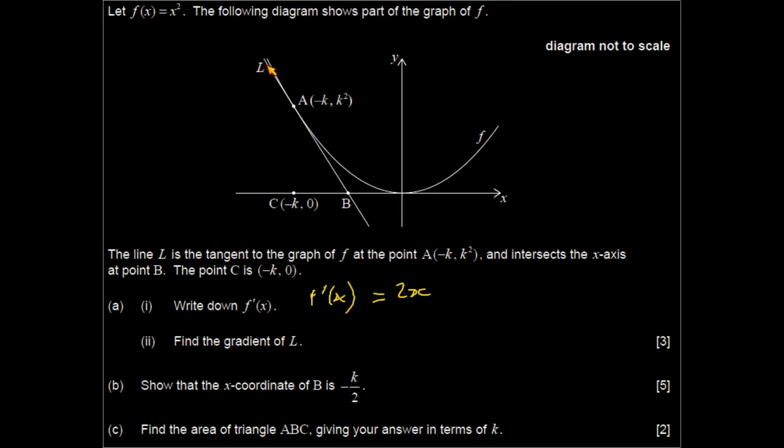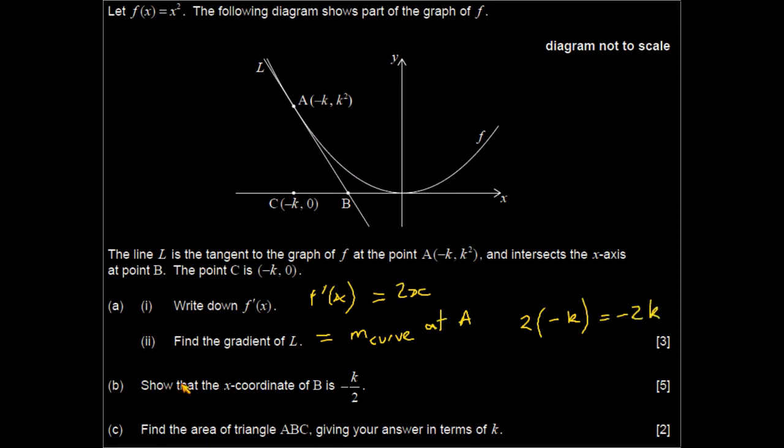Okay, next it says find the gradient of L. Since this is a tangent, at this point here the gradient of L is going to be the same as the gradient of the curve at point A. That's going to equal m for the curve at A, so it's going to equal 2 times negative k, which is negative 2k.